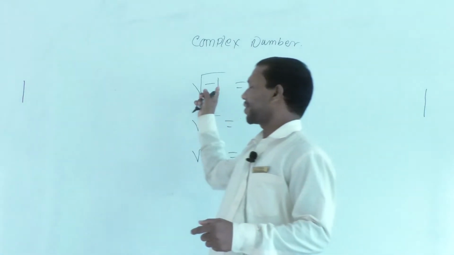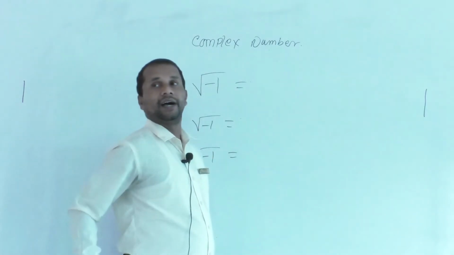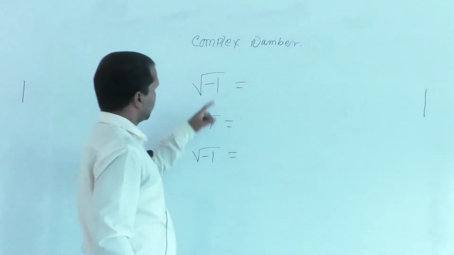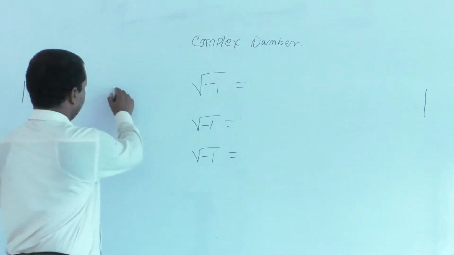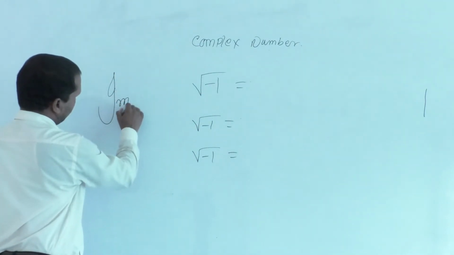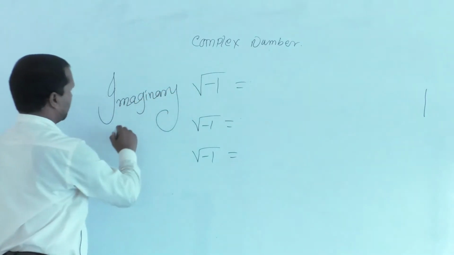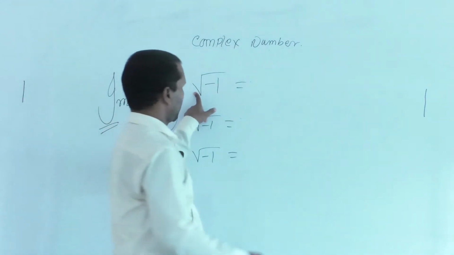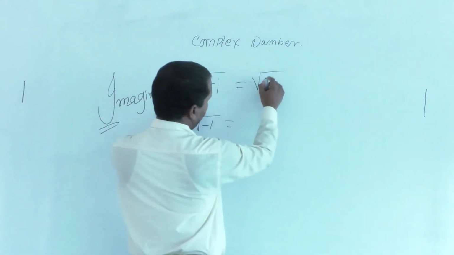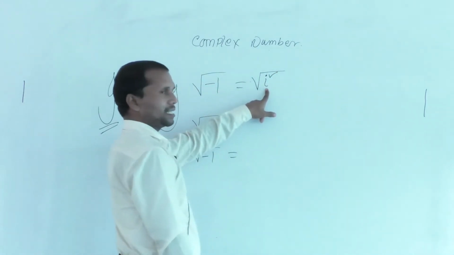Since this is not a real number, in the case of a complex number, it is related to the imaginary number. Since it is root over minus 1, it is an imaginary number. In the word imaginary, the first letter is I. So root over minus 1 is considered as I square. It is considered as I square.